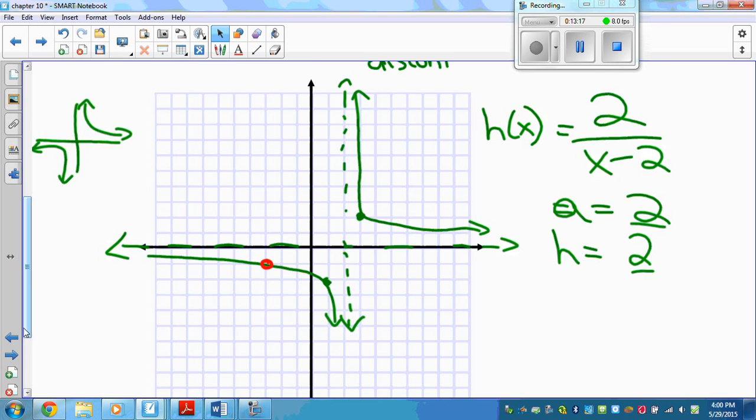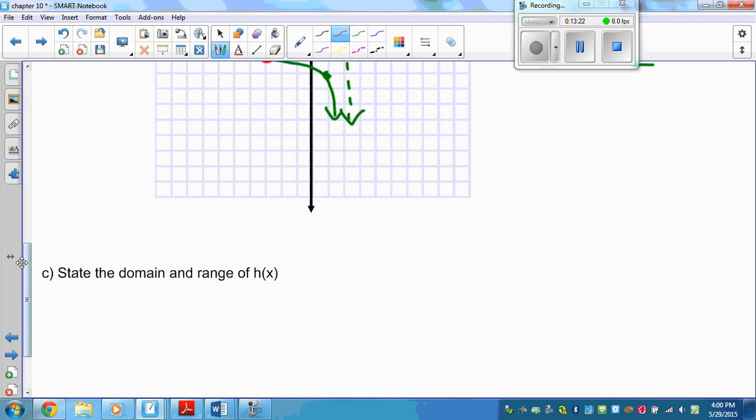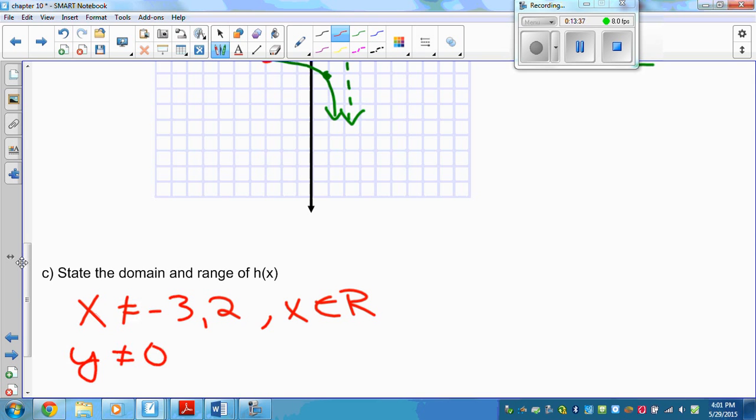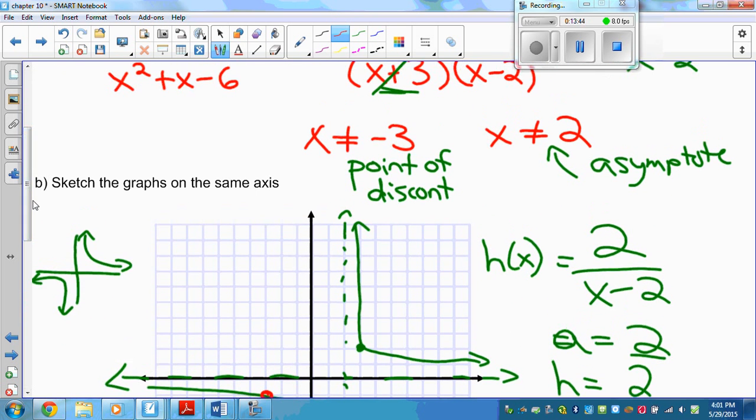Finally, I need to state the domain and range. Well, x cannot be negative 3 or 2. That was from our non-permissible values. But otherwise, x could be any real number. And the range is y can't be 0. Y is a member of the reals. That is our range. If you think about this, there's no way that I can get 0 here. 2 divided by what gives me 0? There's no way I can get that value.